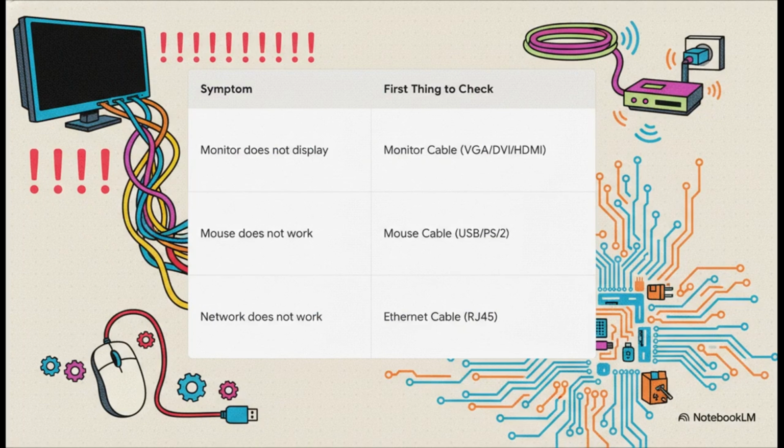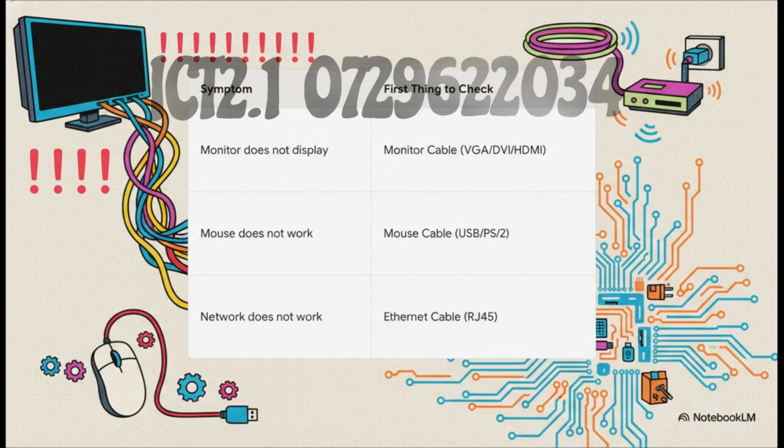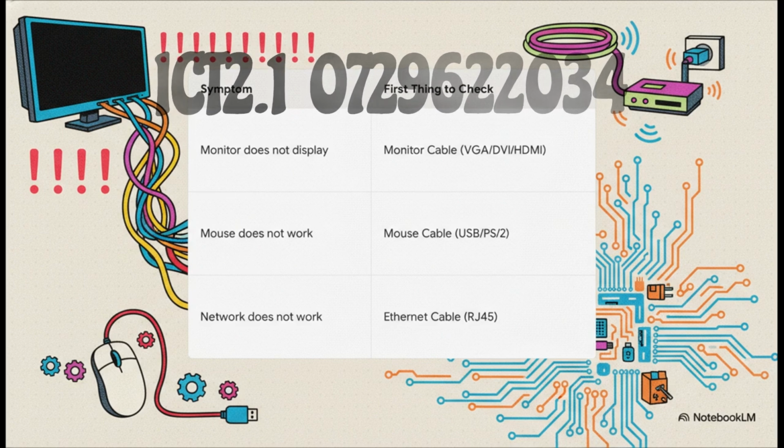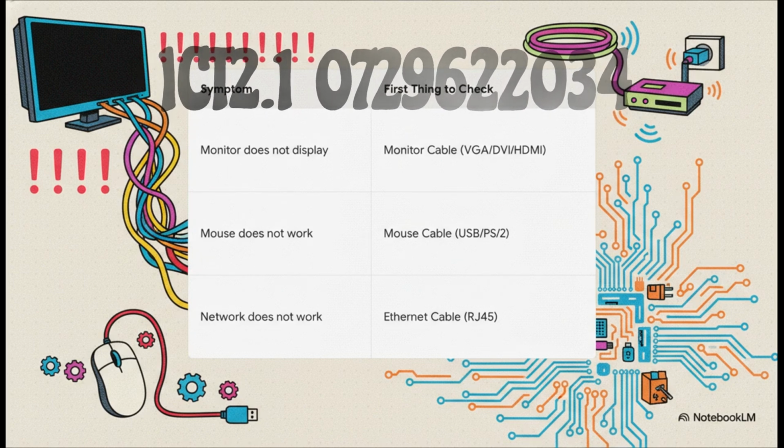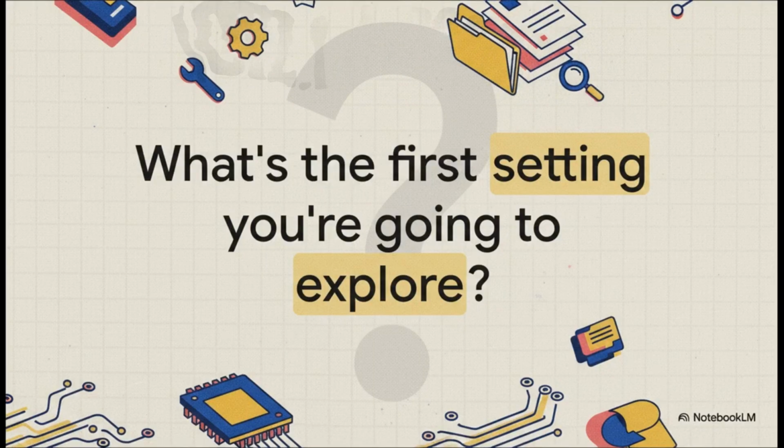So this simple checklist is basically your first line of defense against those hardware headaches. Blank screen? Check the monitor cable. Mouse not working? Check the mouse cable. No internet? Check that Ethernet cable. A loose connection is, more often than not, the real culprit. And there you have it. You've just learned some of the absolute basics of troubleshooting, from software settings all the way to hardware connections.